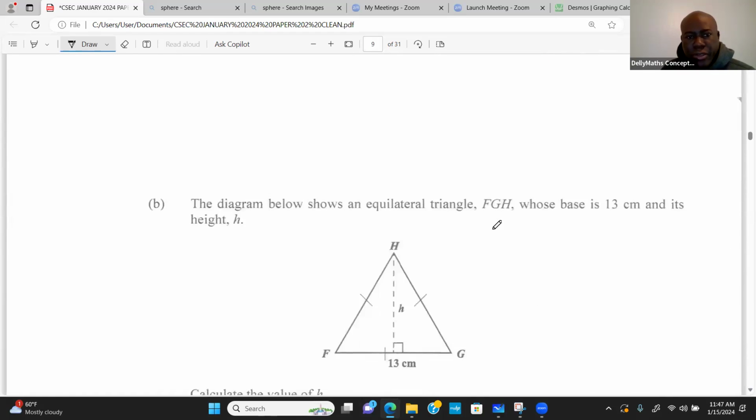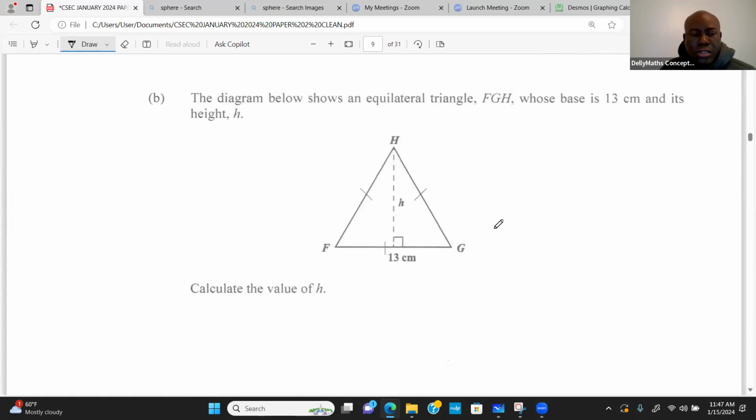All right, let's jump to this other one. So it says here that the diagram below shows an equilateral triangle, FGH, whose base is 13 and its height h. Calculate the value of h. All right, they did tell me that there's a right angle going on right there, which means that this is the height, and the height is always at a right angle.